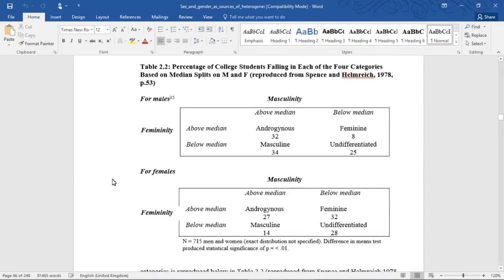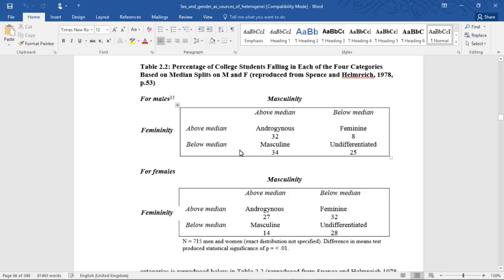And what they did then was to split out men and women's average scores. So this table 2.2, from their sample, and this is reproduced from their study with an N, a number of cases, of 715. You can see that for men, you've got the masculine here. Most men in the group scored high on masculinity, and then femininity is the long way here, the cross. So those who scored below the median on masculinity and above the median on femininity, that was only 8 men, shown right here.